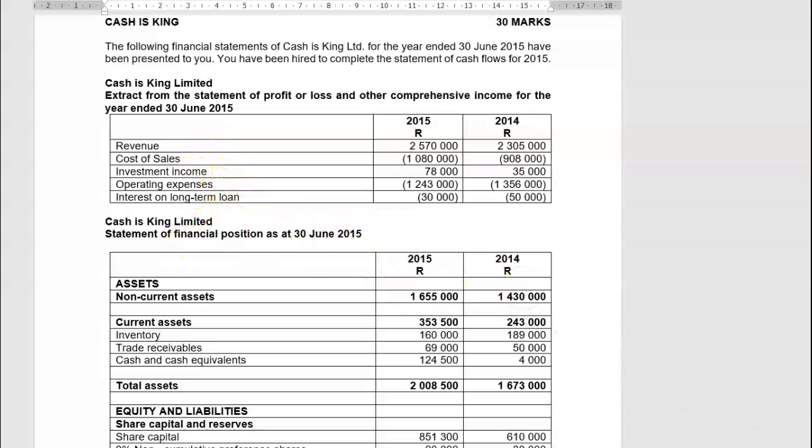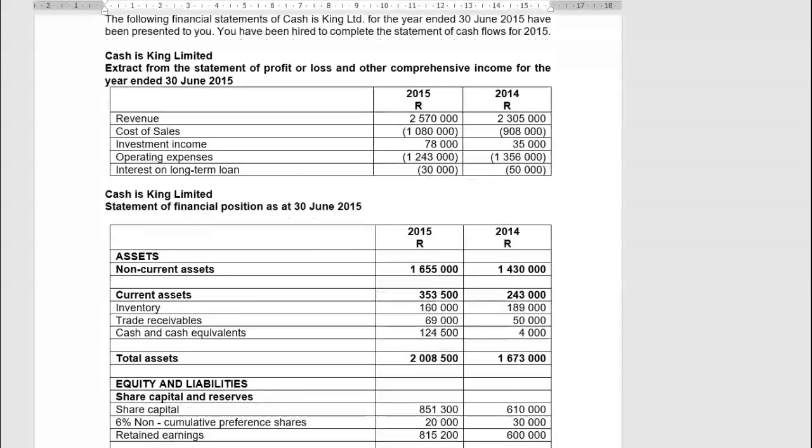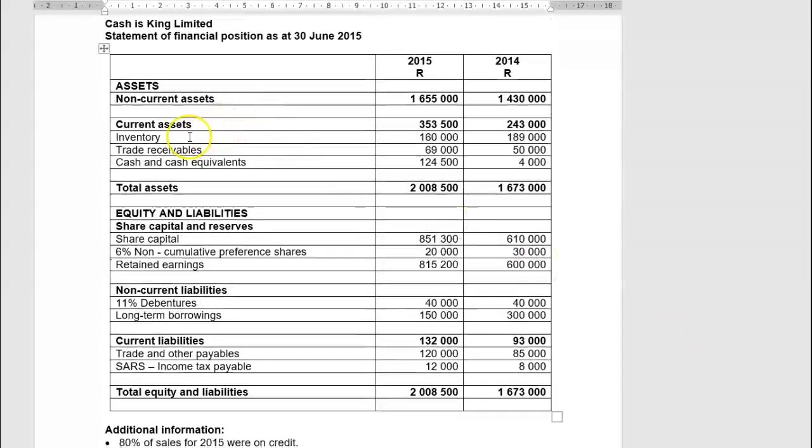King statement of financial position, also for the 2 years, comparative figures. Non-current assets, well, it's only one total, so we assume that they're going to give us more particulars. Inventory, trade receivables, and cash equivalents. Guys, what happens if they do not give us more particulars of what property, plant, and equipment consist of?